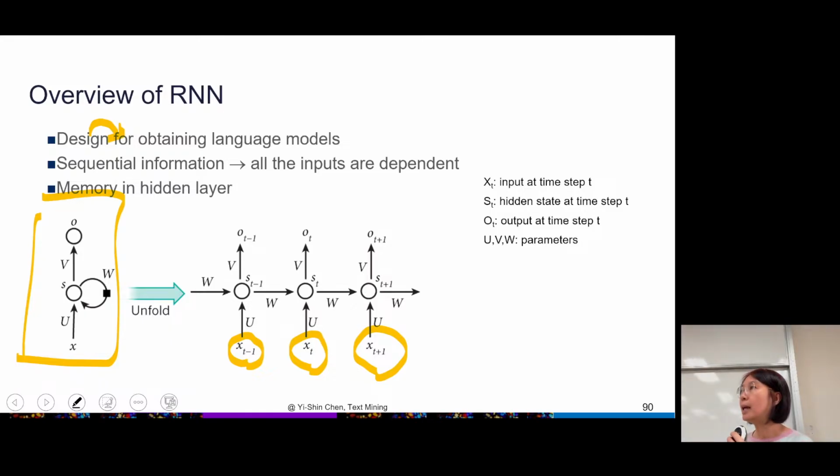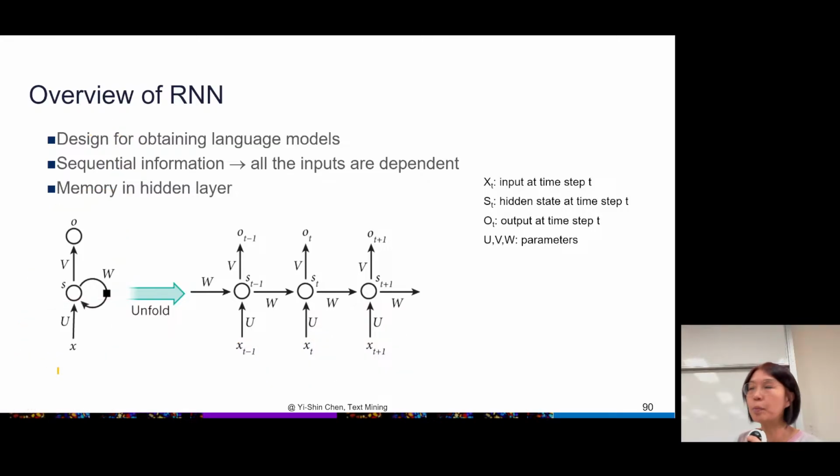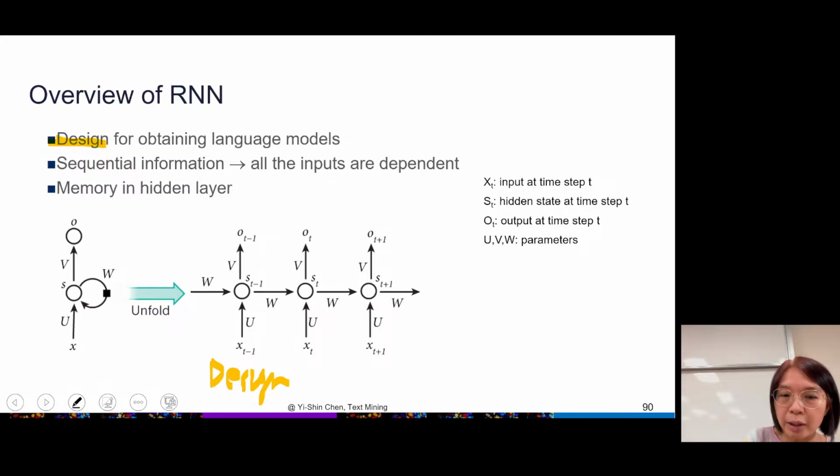But then what we meant is, for example, if you're having a statement, like right here, we say "design for obtaining language model." And at the very beginning, I input "design." This is "design." And then the parameters will try to tune and say, what is the next word? And the next word, when you have "design," the next one supposedly should be "for."